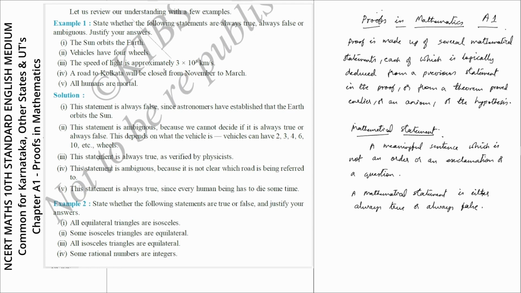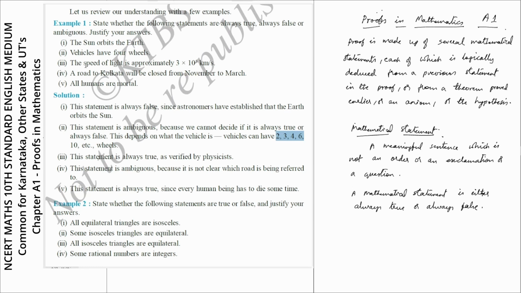So this is ambiguous because we can't say whether the vehicle has 2 wheels, 3 wheels, 4 wheels, or 6 wheels. We can't say exactly. That's why this sentence is ambiguous. It may be true or it may not be true. That's why this is called ambiguous.